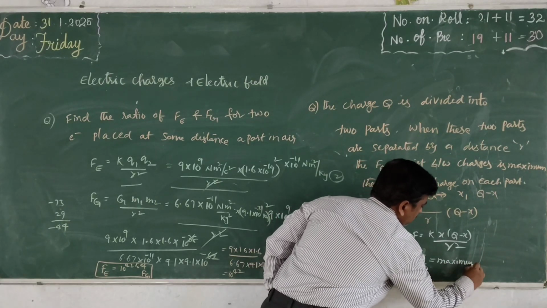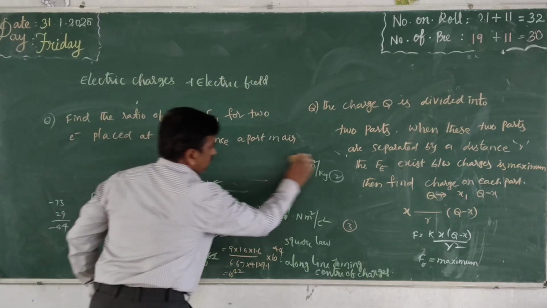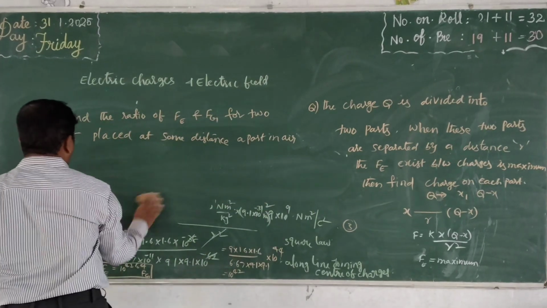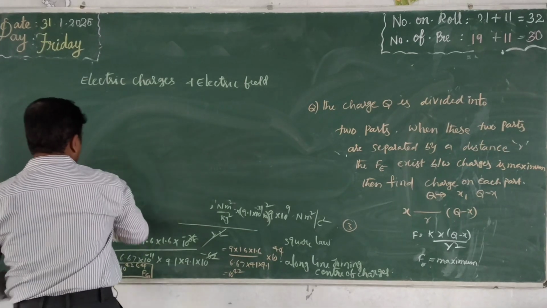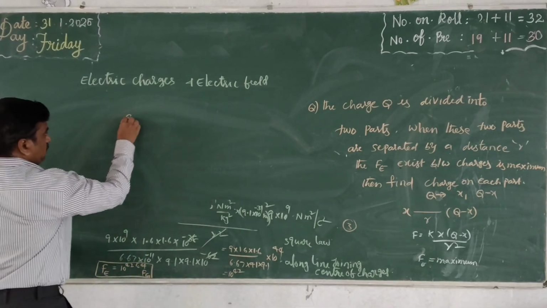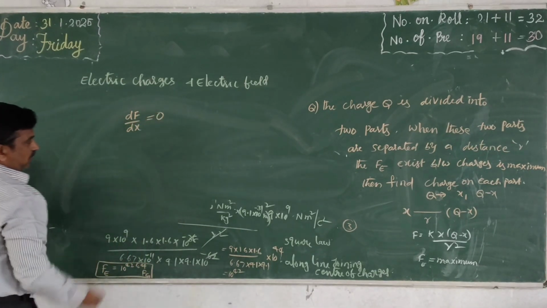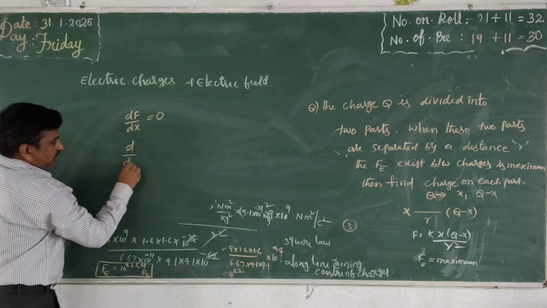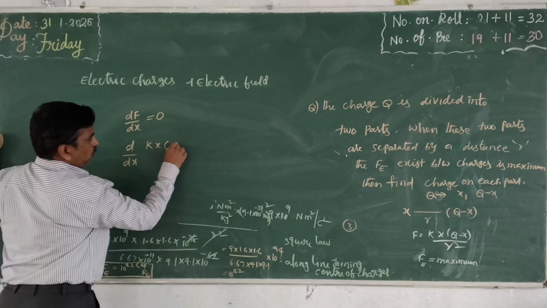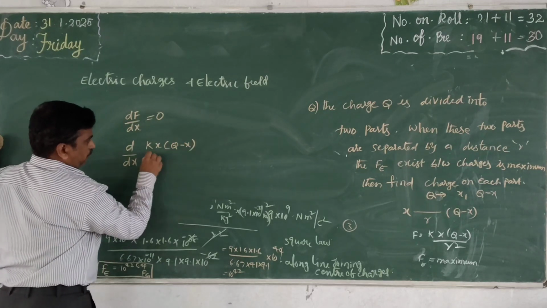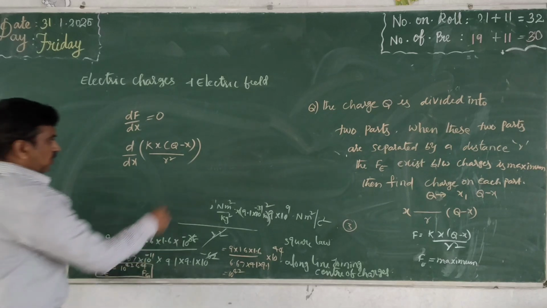For the maximum case, we can take df by dx equal to 0 as the condition. See, maximum force, so df by dx equal to 0 we can take. d by dx of F, which means k x into q minus x by r square. This is the force between the two charges, and its derivative value is 0.